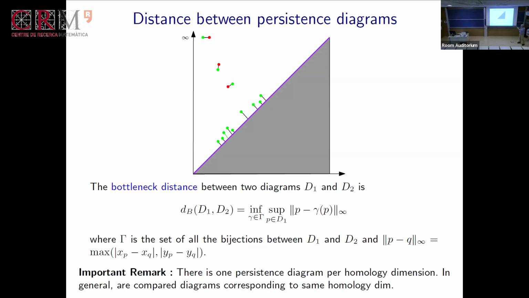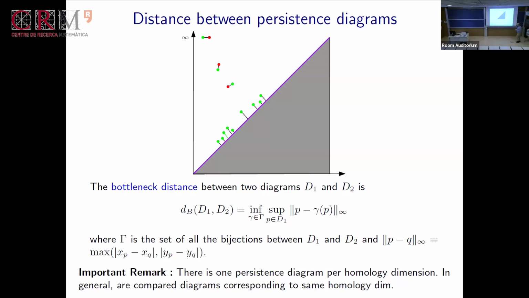Okay, so here I have represented a matching which is an optimal matching. And when you have such a matching, you look at the longest displacement between one point and its corresponding point, and this is the cost of your matching, and you try to minimize this over all the possible matchings. And this defines a distance on the set of persistence diagrams, which is called the bottleneck distance.